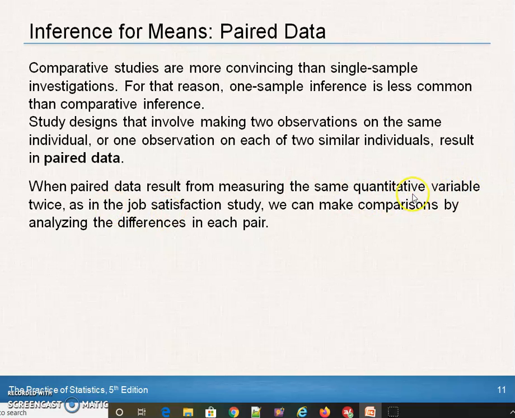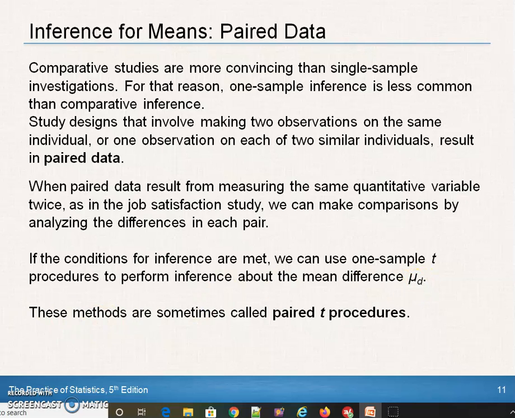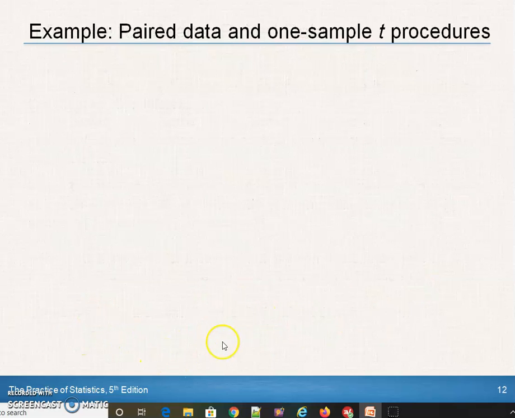So we're not using the value twice. We don't have to use that. We can just take the differences in each pair. If the conditions for inference are met, we can use the one sample t procedure on the mean difference, mu sub d. These methods are sometimes called paired t procedures.